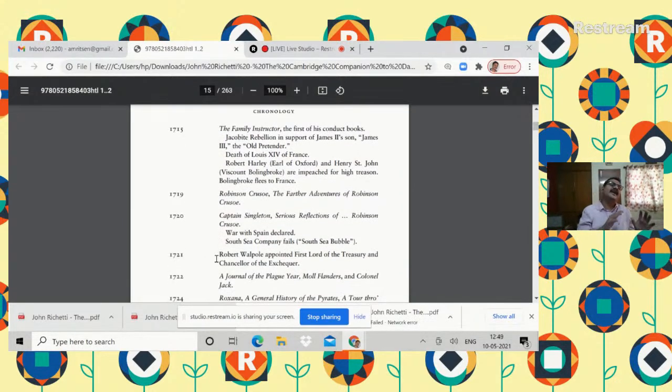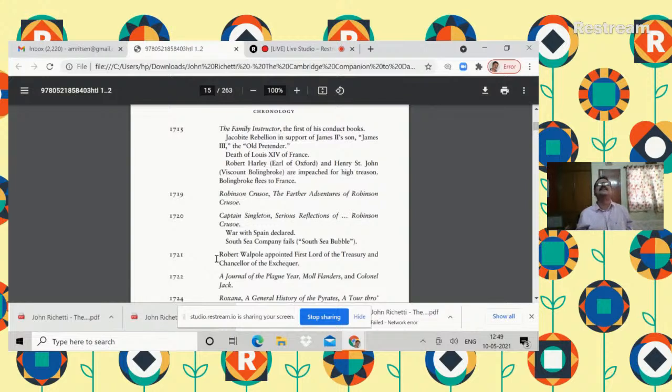Now, 1719, you see, this period between 1718 to 1724 is probably the most fertile of Defoe's periods. And therefore, 1719, of course, we come to our Ur text, Robinson Crusoe. And of course, he follows it up with a sequel, The Further Adventures of Robinson Crusoe. And Robinson Crusoe catapults Defoe into prominence.